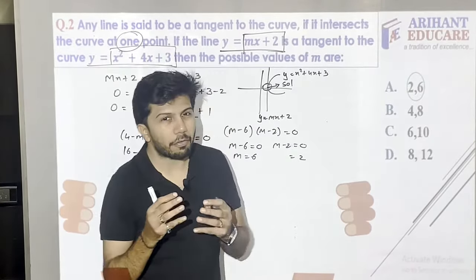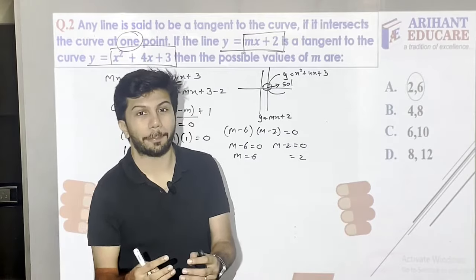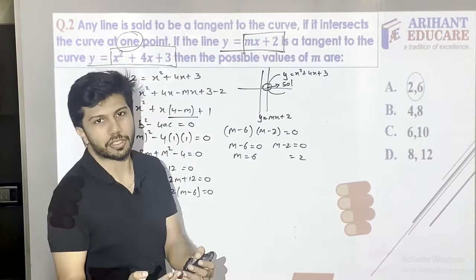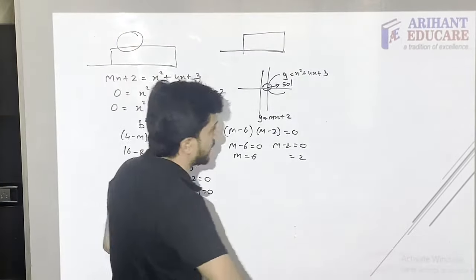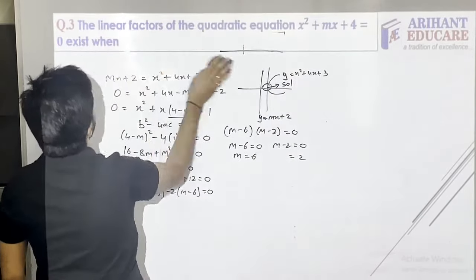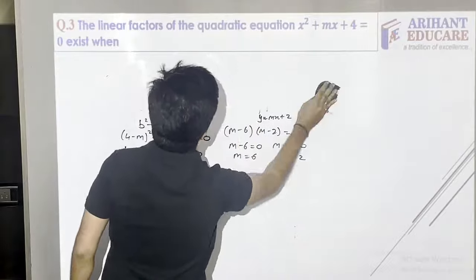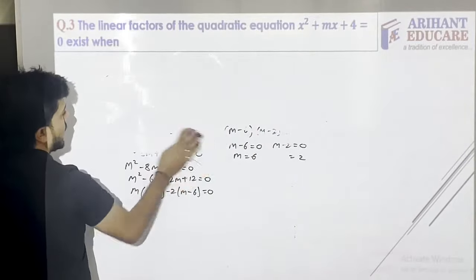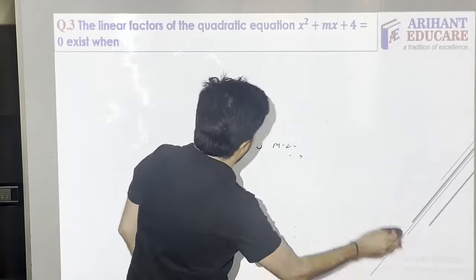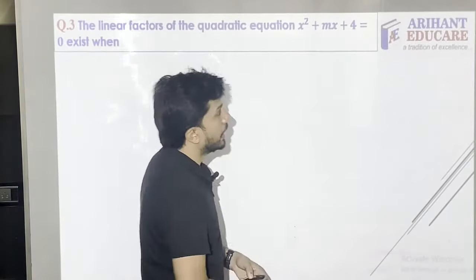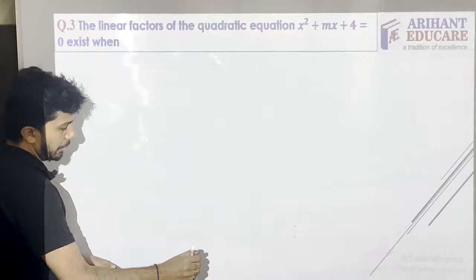Such sums are very, very challenging for the paper since you have never seen these questions before, but these all follow your pattern. Let's see the next twisted sum that we have. The linear factors of the quadratic equation exist when? First of all, let's break down the question into multiple parts.